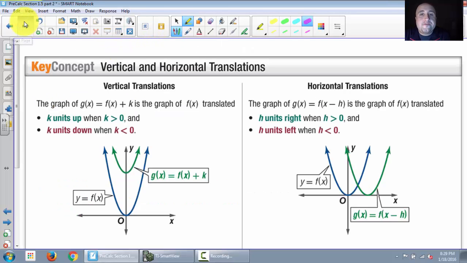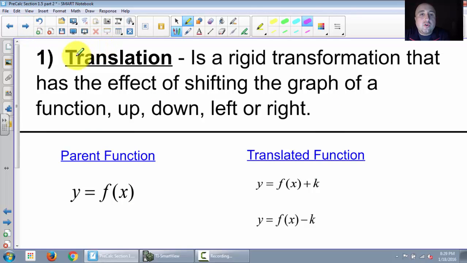All right, so let's look at the first ones. And once again, these are just charts from the book. You can use these as a reference, but I will explain everything to you in the slides following the charts. First one we're going to talk about is called a translation. A translation is a rigid transformation, so it does not change size or shape. So a translation is a rigid transformation that has the effect of shifting.